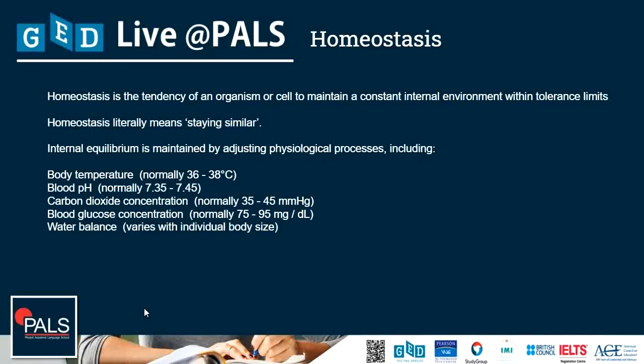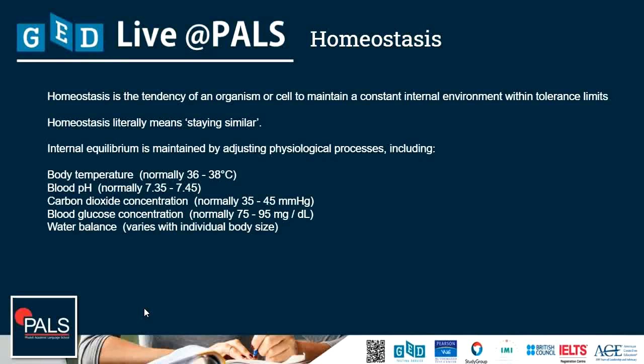Internal equilibrium is maintained by adjusting physiological processes, and these include our body temperature, which is regulated, and the tolerance limits here are 36 and 38 degrees Celsius. So anything below or above is usually outside the tolerance limit and not good. If our body temperature drops too low to 35, 34 degrees Celsius, that is very dangerous. It can lead to coma and death. And same with too high temperatures. 40, 41, 42 degrees Celsius up is becoming very dangerous.